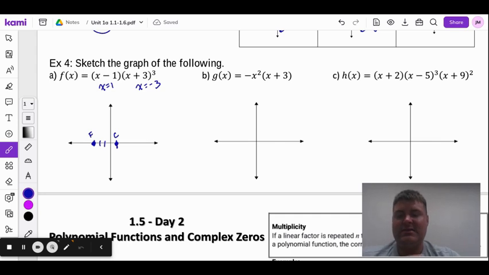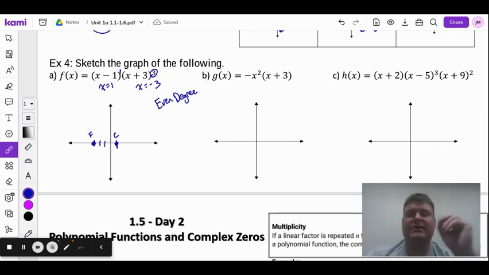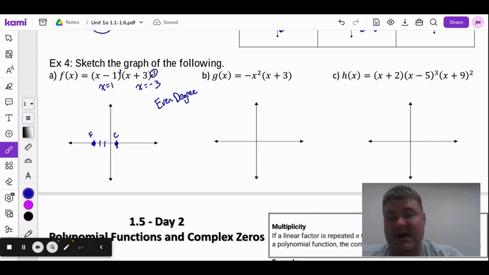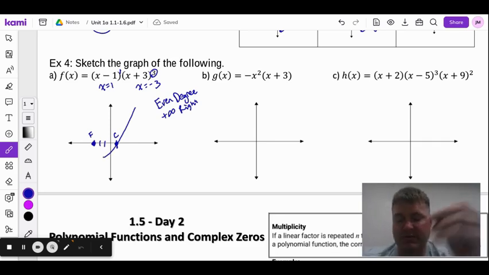This is an even degree, by the way. How do you know that, coach? Because I can count. 3 plus 1 gives me 4, which is even degree. The coefficient is going to be positive, so we're going to have a positive infinity right end behavior. So I start from up here, and I'm just going to cut. And then I have to go through the flatten as well.